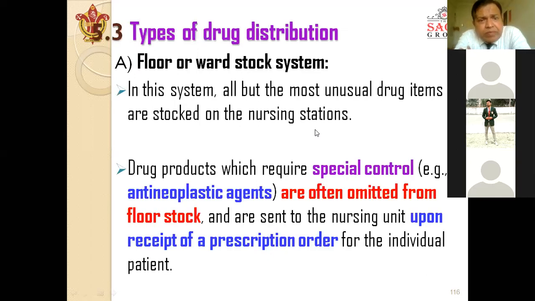There are three types of drug distribution system in a hospital. A is the floor or ward stock system. In this system, all but the most unusual drug items are stocked on the nursing station. That happens floor-wise, first floor, second floor, third floor, like that. Those drugs are stored in a nursing station.